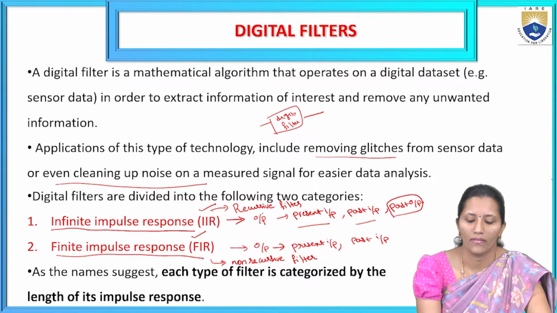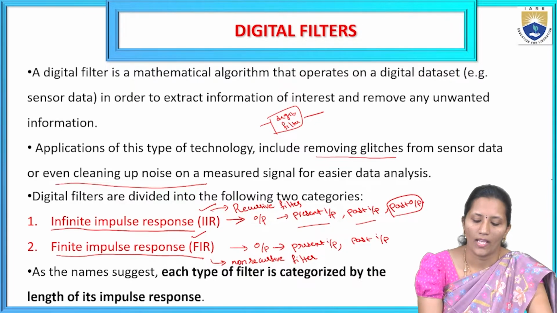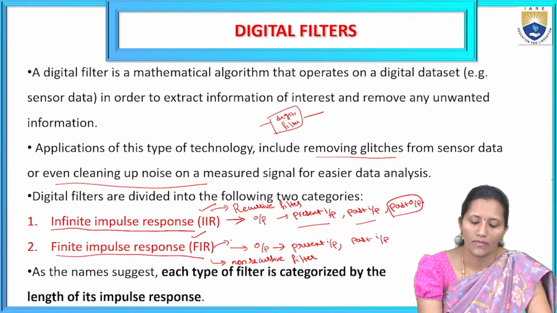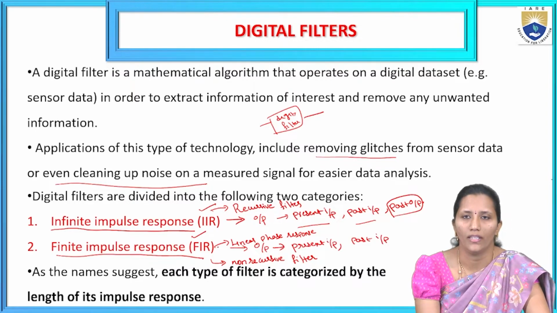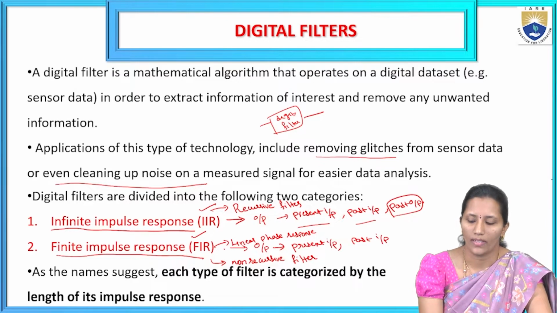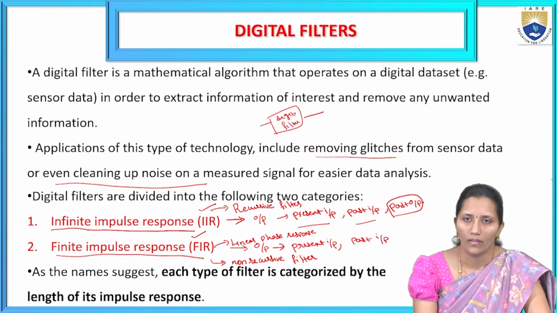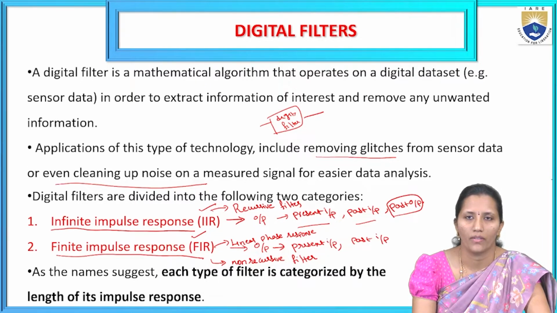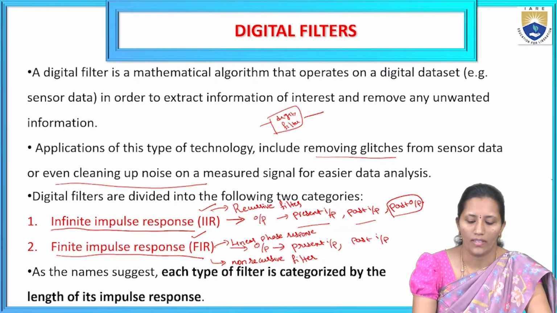The main basic differences between the IIR and FIR filter: IIR is called a recursive filter, whereas FIR is called a non-recursive filter. FIR satisfies the linear phase response, whereas IIR will not satisfy the linear phase response. The FIR filter is a stable filter, whereas the IIR may be a stable or unstable filter. These are the main differences between the IIR and FIR filters.